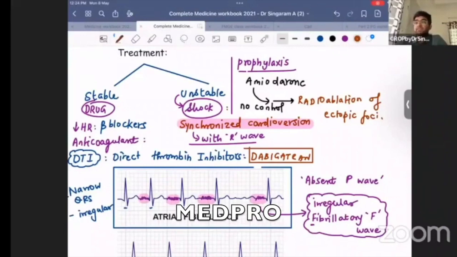Pacemaker will be for heart block condition. This is not for pacemaker. This is for tachyarrhythmia, where we go for radio ablation of the ectopic foci.